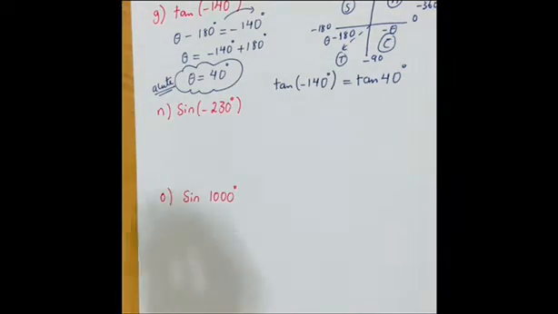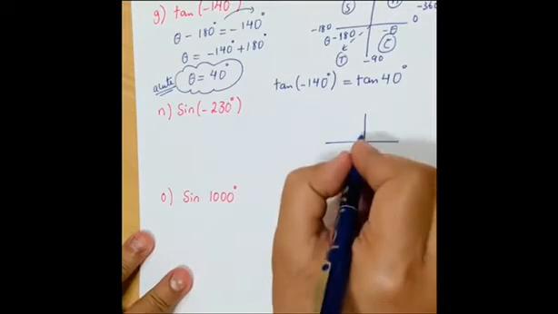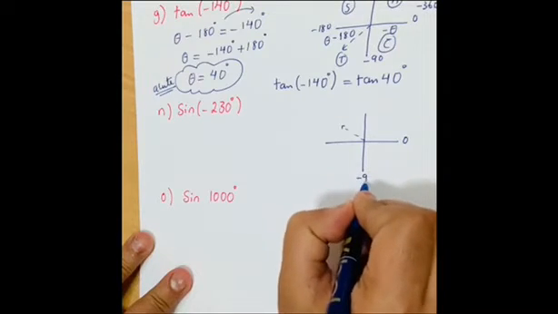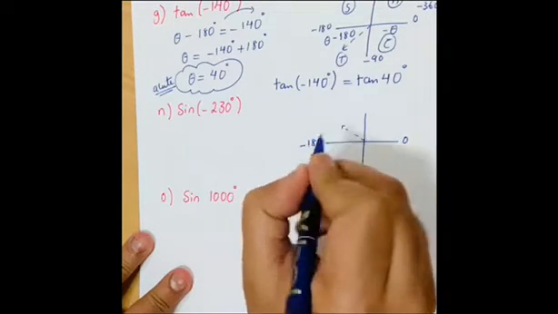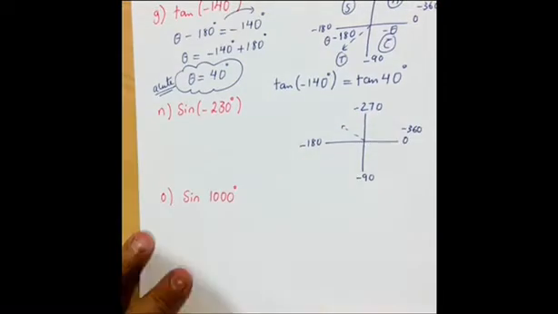Sine of negative 230. Negative 230 is in the second quadrant. It's here, because the range is 0, negative 90, negative 180, negative 270, and negative 360.